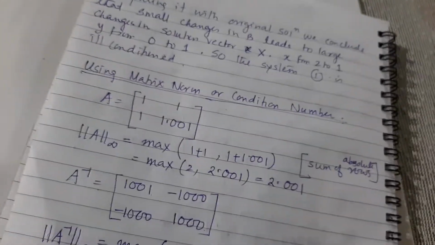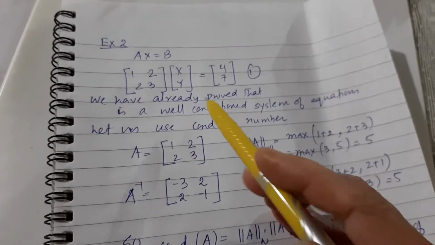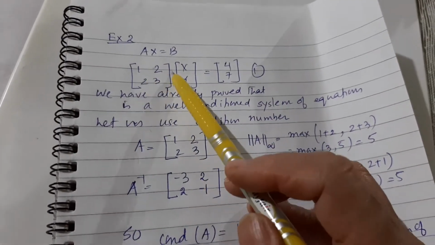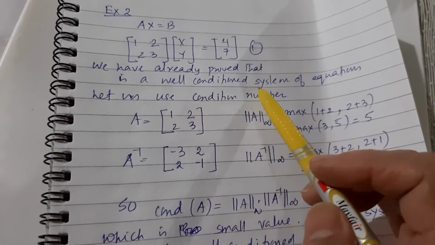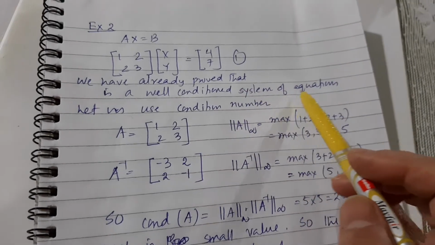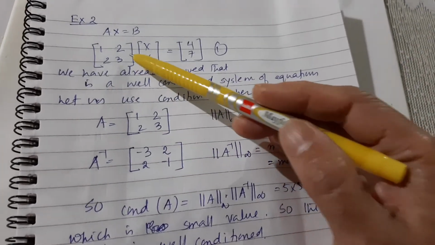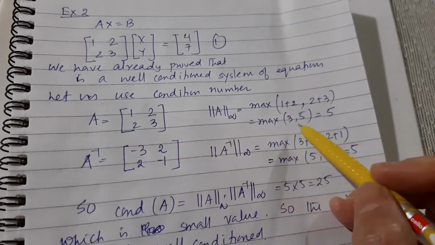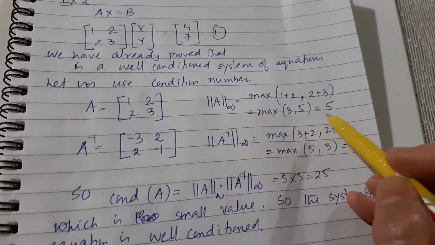Let me give you another example which is actually well-conditioned. We have done this problem and found that this is a well-conditioned system of equations: [1, 2; 2, 3], x, y, equal to [4, 7]. We have already proved that this is a well-conditioned system. Now, let us see whether we can prove that using the matrix norm. So, A is this. The infinity norm is again 1 plus 2, comma, 2 plus 3, the maximum between these two, which is 5.